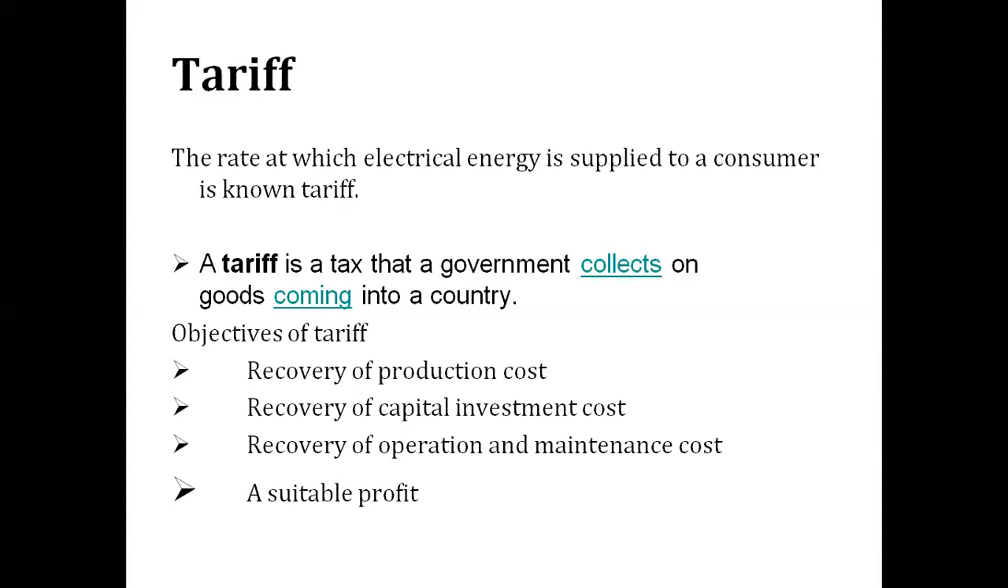So the objective is, as I have told, the recovery of the cost of producing electrical energy at the power station. Means for electricity production, whatever cost we have incurred, we have to recover it. This cost can be recovered through the rate of the tariff given to a consumer. Also, recovery of the cost of capital investment in the transmission and the distribution system, because there is a capital investment there.